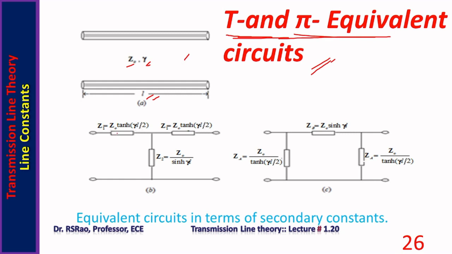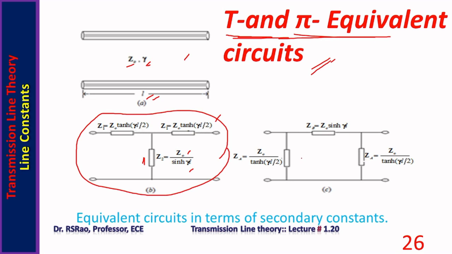In one arm you have Z0 tanh(gamma l by 2). In the other inline arm, the same impedance. Another impedance is also there, given by Z0 sinh(gamma l). This is one equivalent circuit. It is in the form of T. That's why it is called the T equivalent circuit.